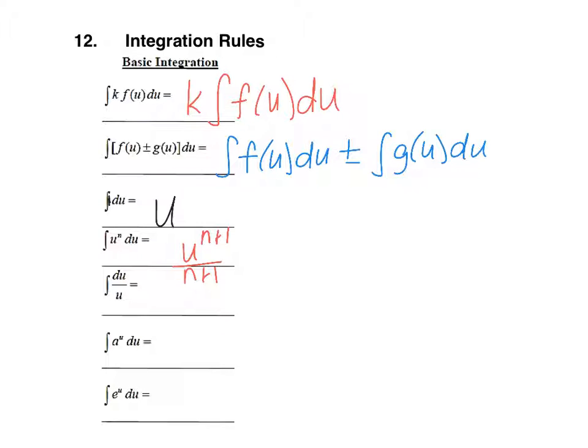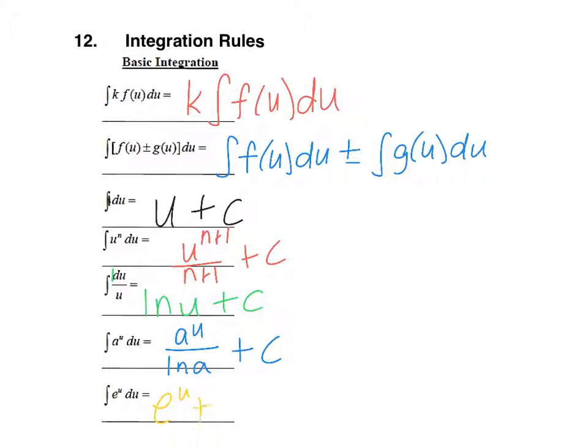The integral of du over u, or really 1 over u du, that comes from the natural log of u plus c. Oh my gosh, I almost forgot all my plus c's. And then the integral of a to the u is going to be a to the u over ln of a plus c, of course. Now I'm going to remember them. And then the integral of e to the u is just e to the u, because the derivative of e to the u is e to the u, plus c.